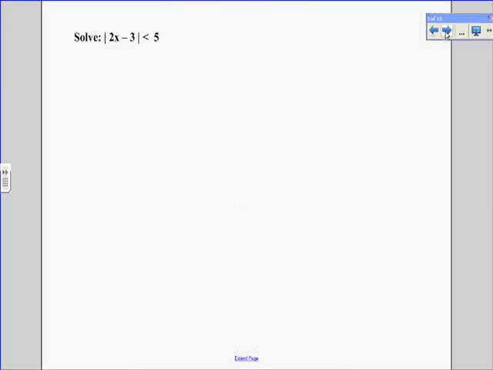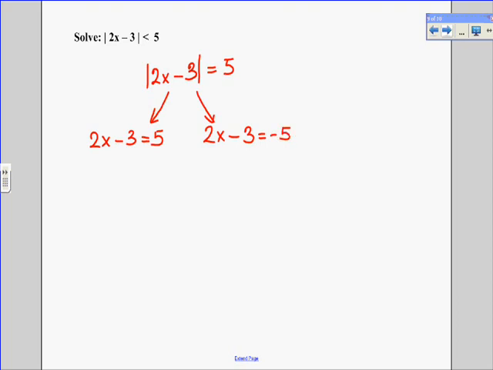Let's do one more example. The exact same steps, so we're going to treat it as if it had an equal sign to start with. And if we were solving that, we would separate it into 2 equalities. So we would have 2x minus 3 is equal to a positive 5, and 2x minus 3 is equal to a negative 5. We end up with 2x equals 8, so x equals 4. And we have 2x is equal to negative 2, so x equals a negative 1. All right?